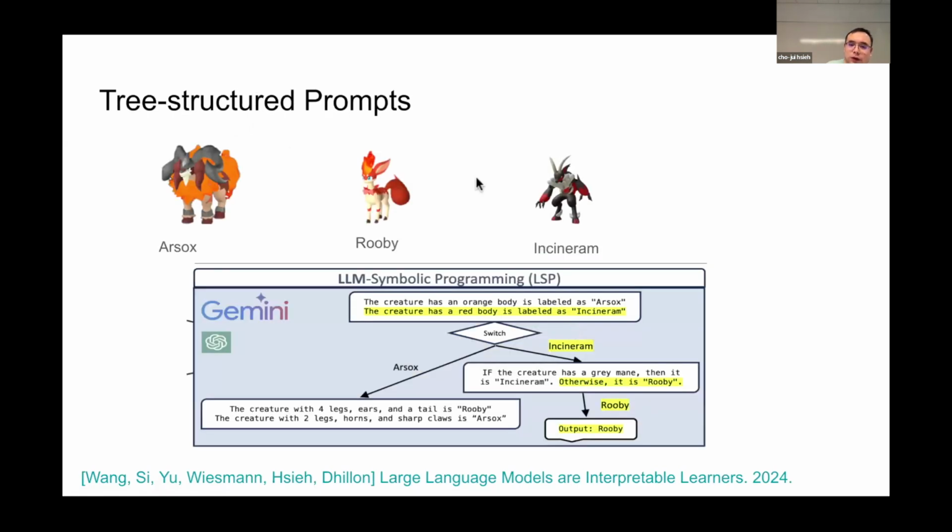And as a result, we are able to generate this kind of decision rule. So in the first node, the prompt is saying if the creature has the orange body, then we should go left. If it has red body, we should go right. And then if the creature has 4 legs, then it's a ruby. If it's 2 legs, then it's Arceus. And so you can basically follow. So this is how the model predicts, and as a human, we can actually follow this decision rule to predict. So we can understand what's going on in this data set and how to make classification here.